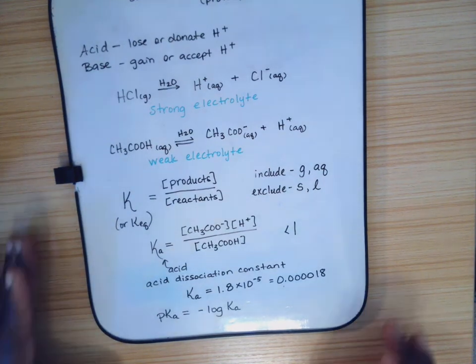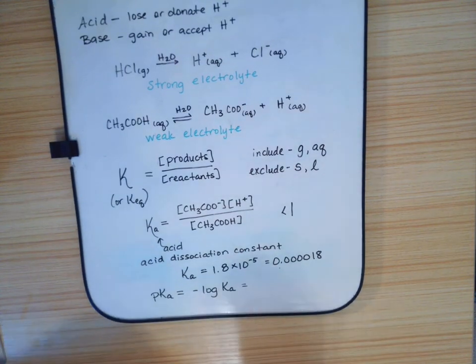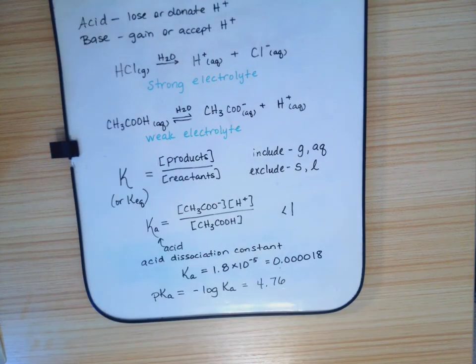And so if we take the negative log of this 1.8 times 10 to the minus 5, you will need to use your calculator for this, you'll get roughly 4.76 or 4.8. This is the pKa of acetic acid. Again, at room temperature, this is the pKa for that acid. So pH told us the measure of acidity of a solution. pKa tells you how easily that compound can lose the proton.